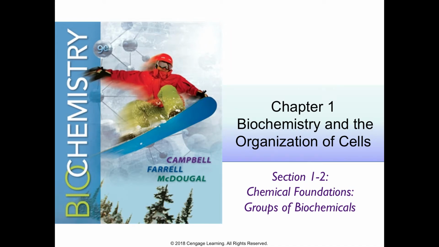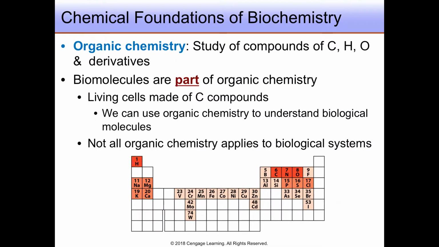Let's look at some of our chemical foundations in biochemistry, as well as the four major groups of biochemicals. As you know, organic chemistry is the study of compounds of carbon, hydrogen, oxygen, and their derivatives, and that certainly relates to biomolecules. Living cells are composed of carbon compounds, so we can use organic chemistry to understand them.